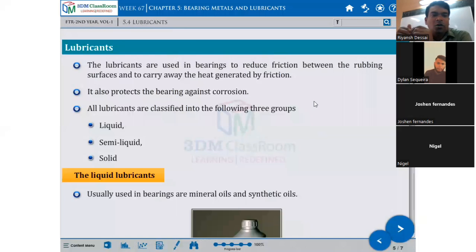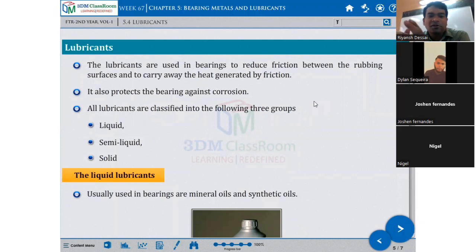Now, it also protects the bearing against corrosion. Oil applied can protect against corrosion also. In your job, if you apply a fine thin layer of oil, it will not get rusted. The same job piece, if you keep it for the next day without oil, will start rusting. So this is the way to protect the bearing surface from corrosion.